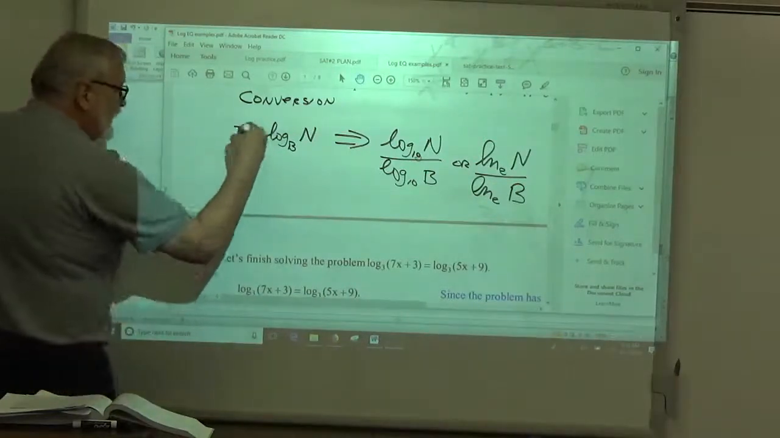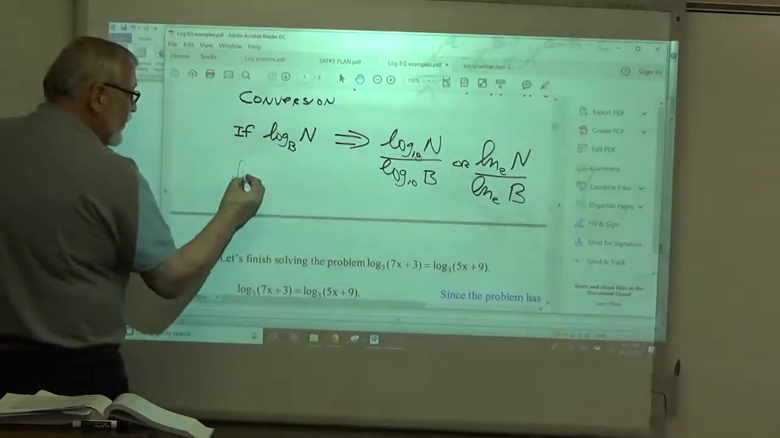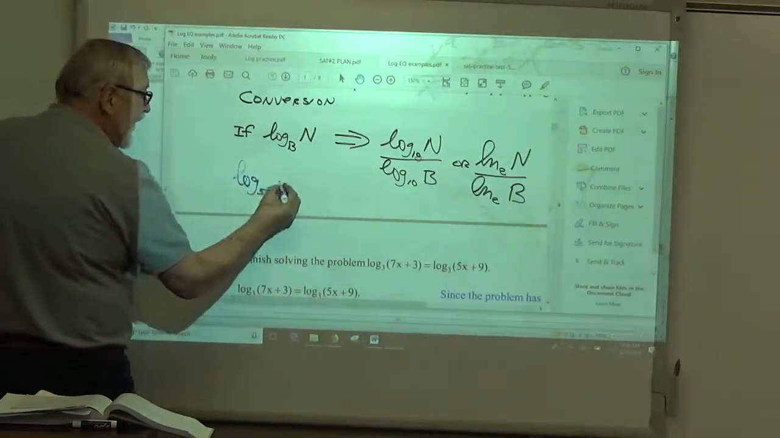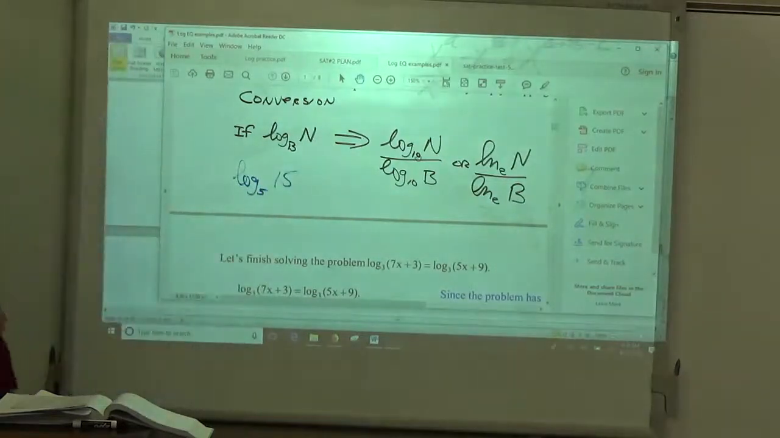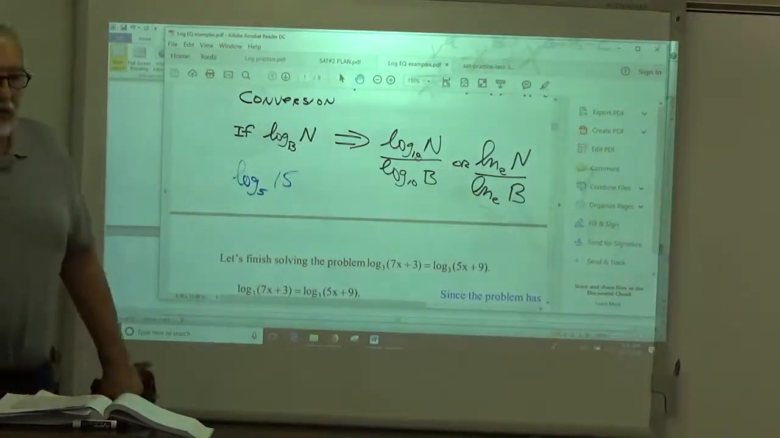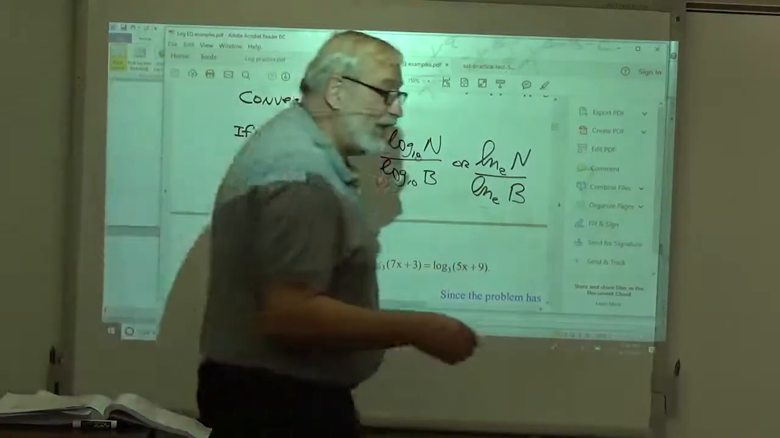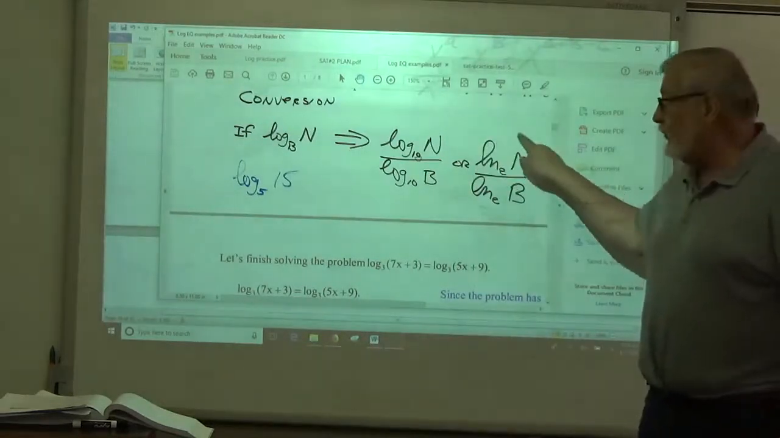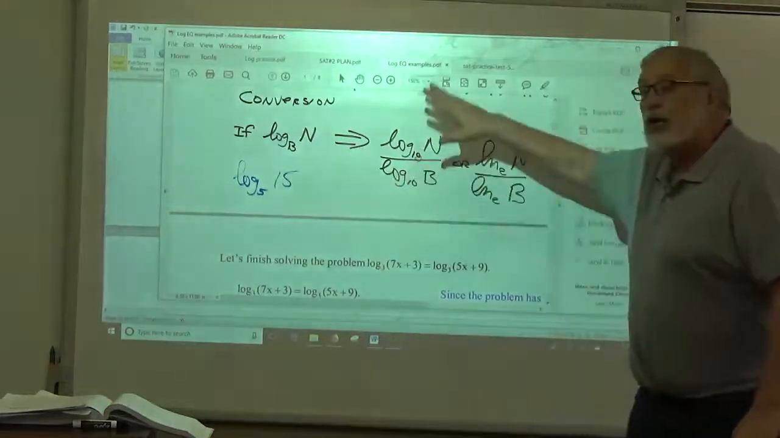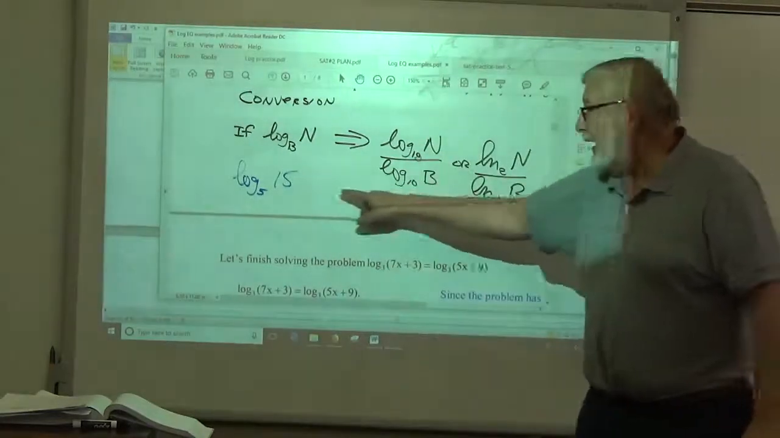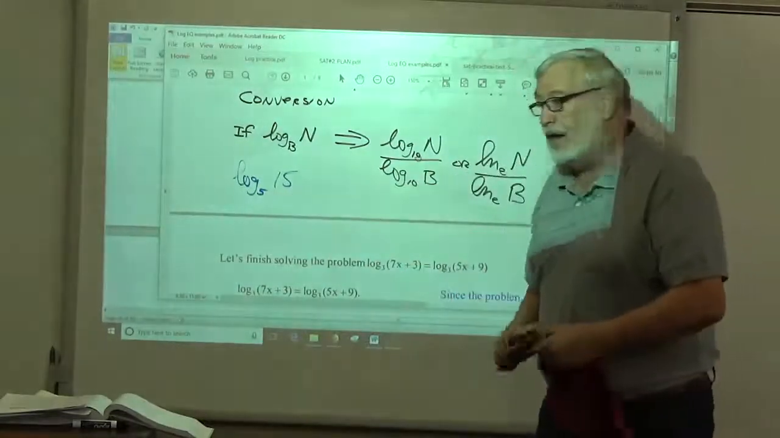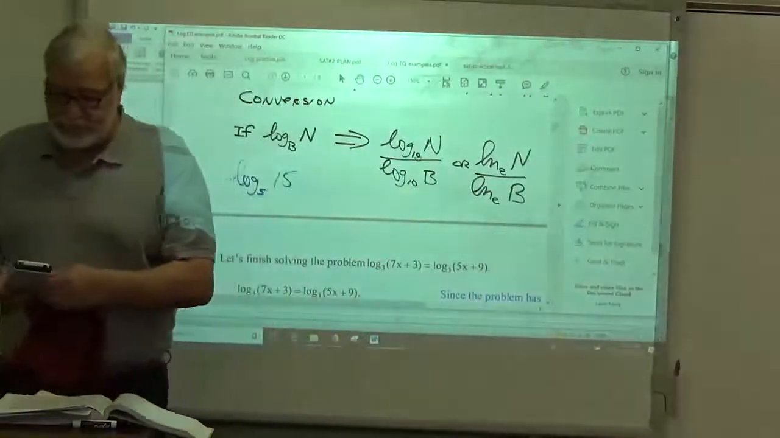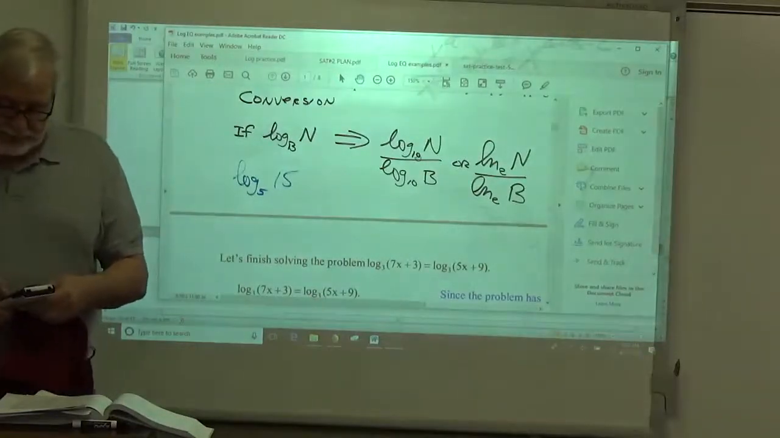So if I give you, let's say that we're working an equation and we get down to this, where we have log base 5 of 15. Now, with your calculator, you can get that value. What you put in the calculator. Somebody should know. You're going to put log of the n, which is 15, close the parentheses, and then divide it by log of the 5. All right, do that. Make sure you close the parenthesis.